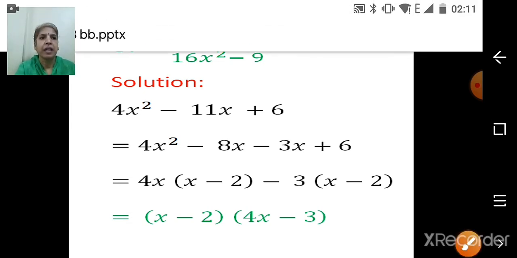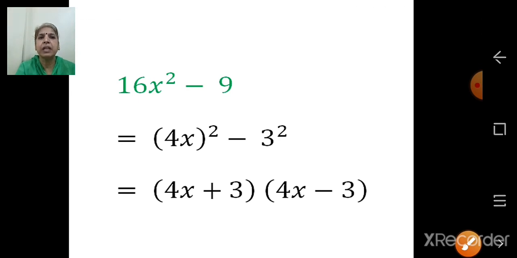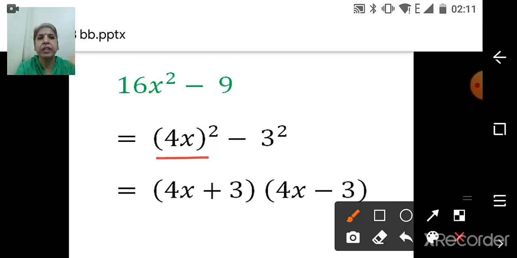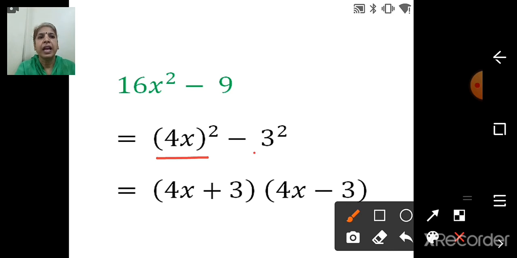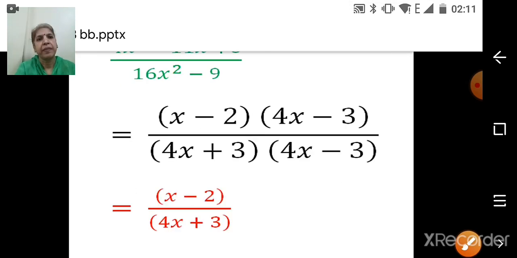Now the next part, denominator part, 16x square minus 9. This is simpler, you will be able to do. 16x square is square of 4x, so 4x the whole square, and 9 is square of 3, so minus 3 square. Which bracket formula we are using? a square minus b square. So factors are 4x plus 3, the whole bracket multiplied by 4x minus 3.